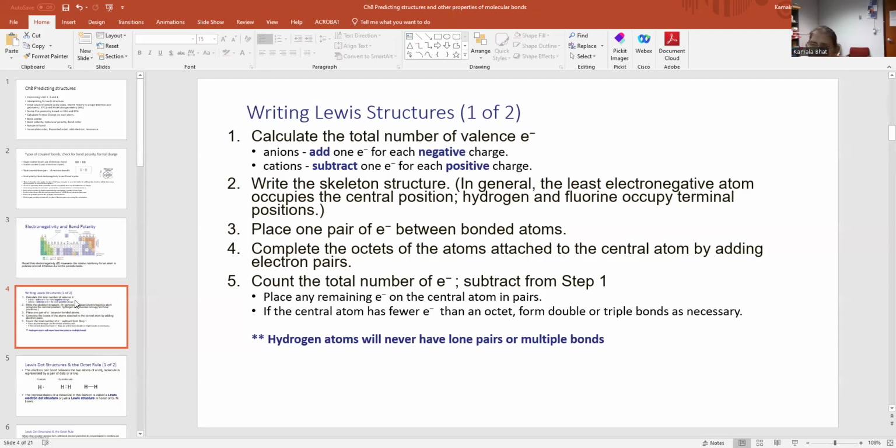Place 1 pair of electrons between the bonded atoms. Complete the octets of the atoms attached to the central atom by adding electron pairs. Count the total number of electrons and subtract the electrons used in the previous step. Place all remaining electrons on the central atom in pairs. If the central atom has fewer electrons than an octet, see whether you can form double or triple bonds as necessary to complete the octet. In some cases, it is not possible to form the octet because the sharing of electrons does not occur. In that case, you have a molecule with an incomplete octet on the central atom. Hydrogen will never have lone pairs, nor will it form multiple bonds.